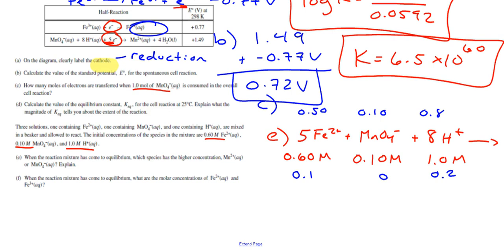which one's going to mean higher concentration? Mn2+ or MnO4-? Mn2+, because the MnO4- has been consumed, and the Mn2+ has been created. Based on limiting reactants, the MnO4- will be consumed, leaving only Mn2+ present. Okay? So the answer is Mn2+ will have a greater concentration.